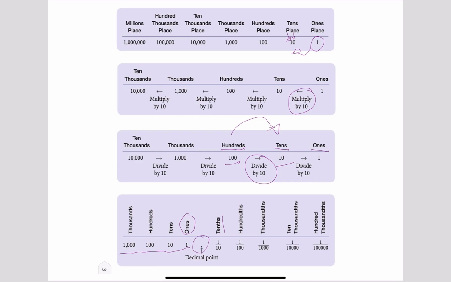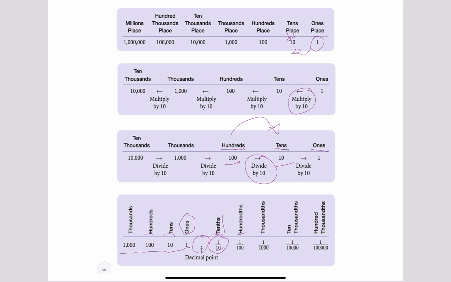And so on the left of the ones, you have the tens, and then on the right, you have the tenths. On the left of the tens, you have the hundreds, and on the right of the tenths, you have the hundredths. And then this pattern keeps repeating, so thousands, thousandths. And each place value is represented by 1 over its place value name. So in the case of tenths, whatever number you see here is the number of tenths.